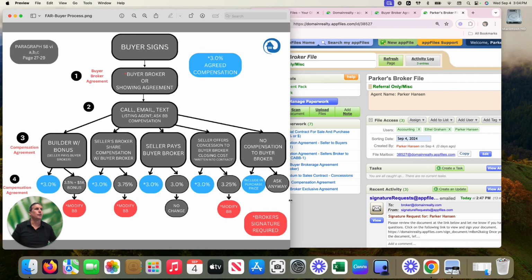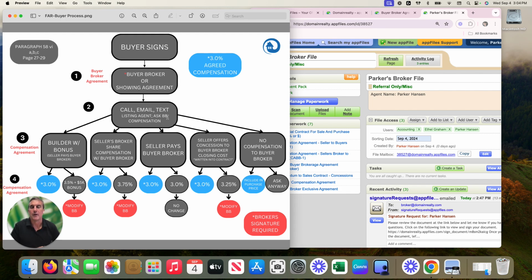All right. So your buyer has signed a buyer broker agreement. You've met a buyer, they've signed a buyer broker agreement, you're good to go. You've agreed to a purchase price. So what you do is you call up the listing agent, and you say, what is the nature and the amount of the compensation, if any, being offered to buyers brokers? And then you don't say anything.